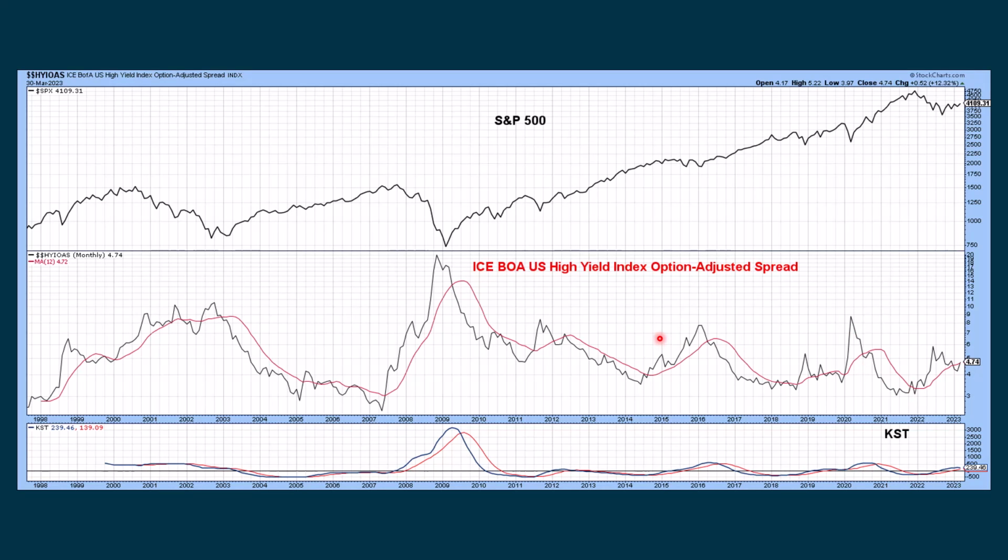Here's a chart looking at the ICE Bank of America US High Yield Index Option Adjusted Spread. When this is going up, that's a little bit of a concern. It tends to go in the opposite direction of the S&P 500, so we're keeping an eye on that. The KST is positive and could be getting ready to roll over, so that could make things a little more friendly.